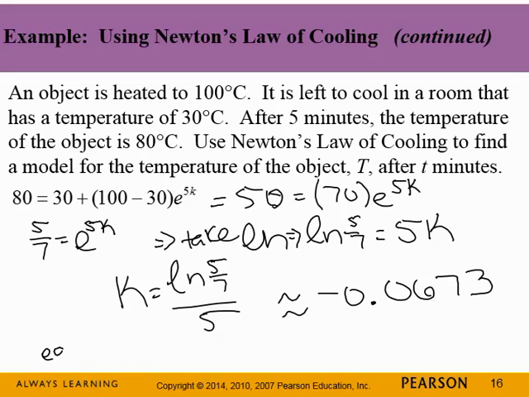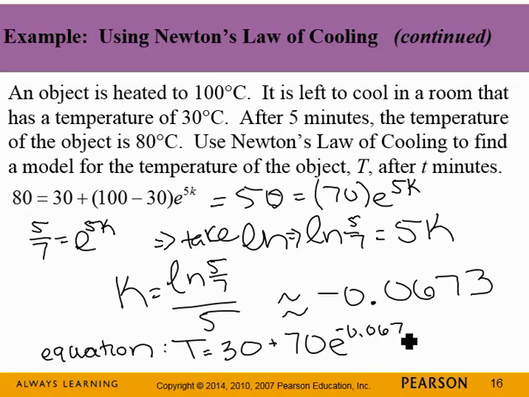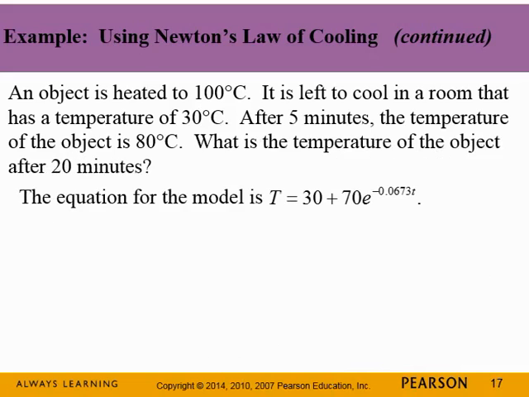So the equation in this situation is going to be T equals 30 plus 70e to the negative 0.0673t. So when we're looking for the time, this is what we would have. So let's solve a problem where we have the new equation, but we're looking for a different piece now.